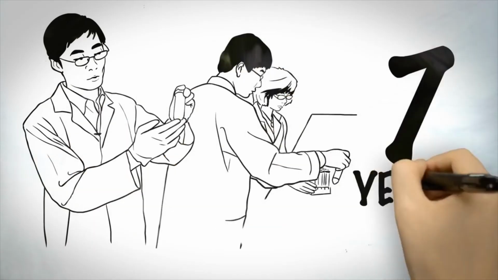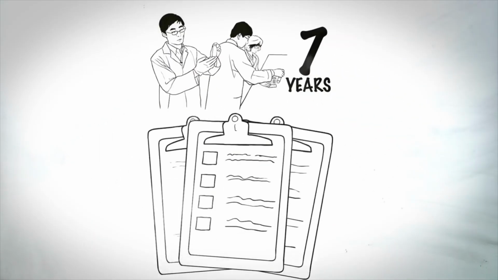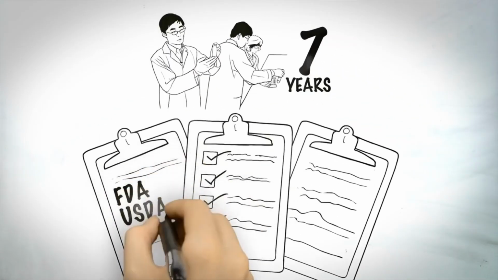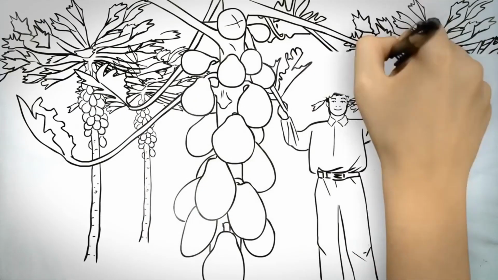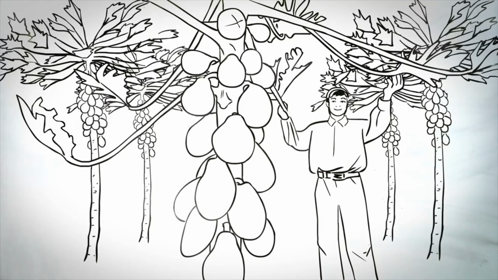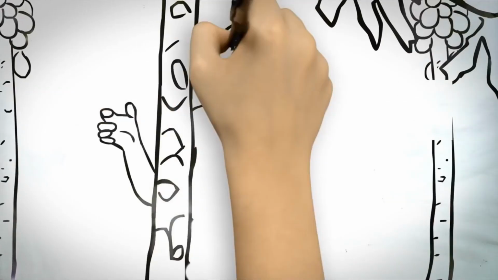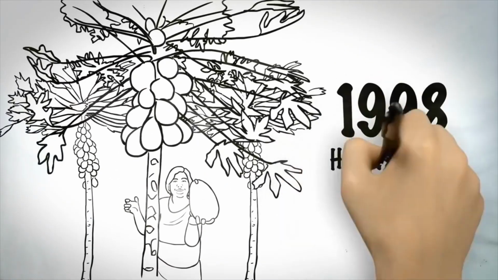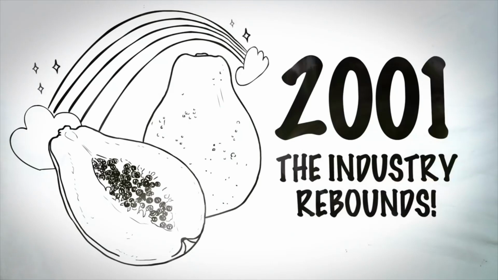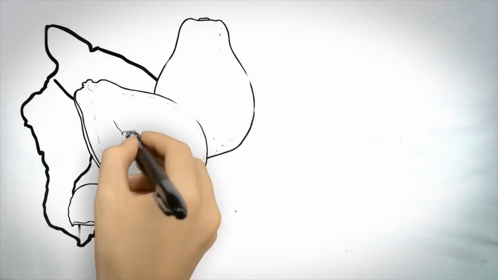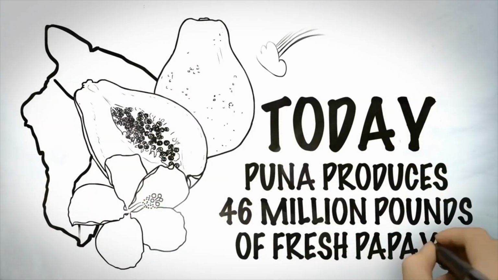These tests took about 7 years, including food safety and environmental review by the FDA, USDA, and EPA. Once regulatory approval was gained, the Hawaiian farmers chose to start using the new papaya seeds. The result? The harvesting of the new PRSV-resistant papaya began in 1998, and by 2001, the industry had rebounded, producing 46 million pounds of fresh papaya, free of PRSV.